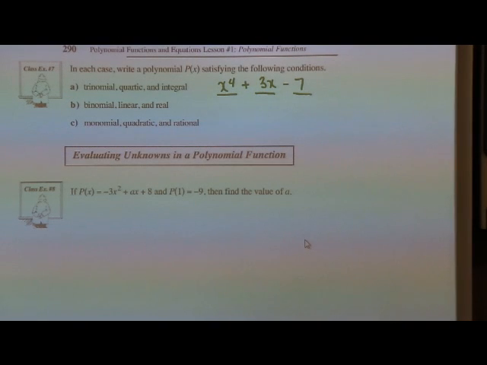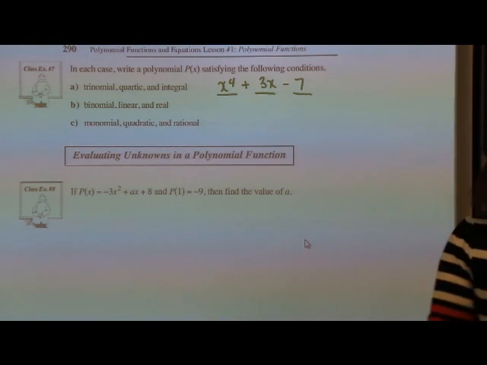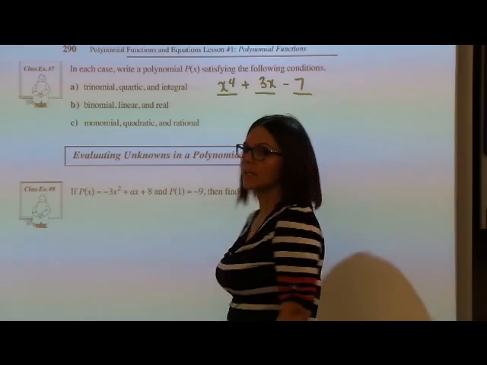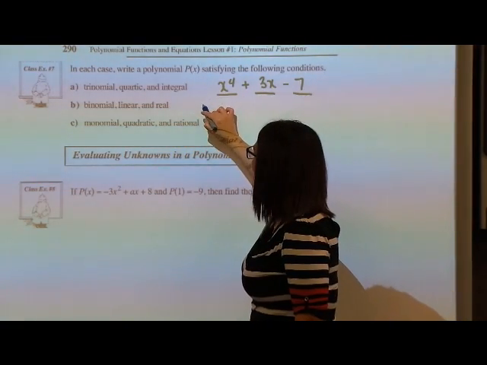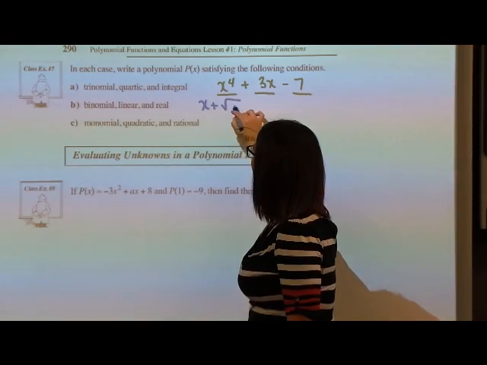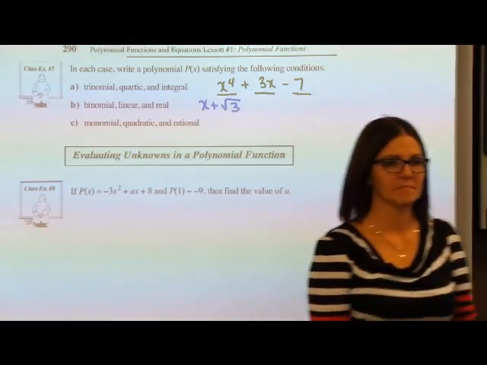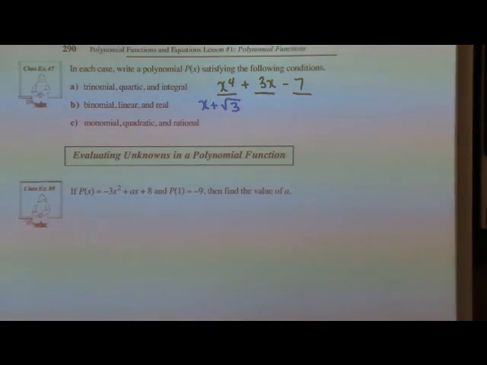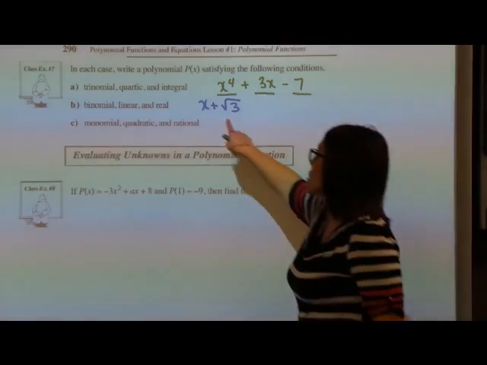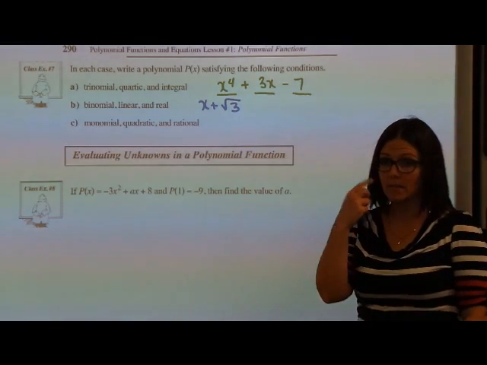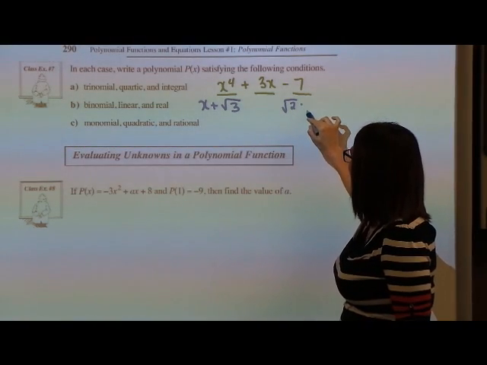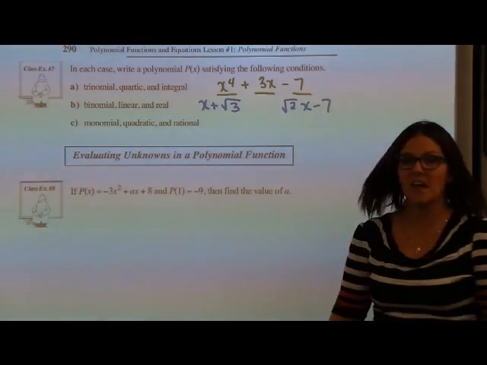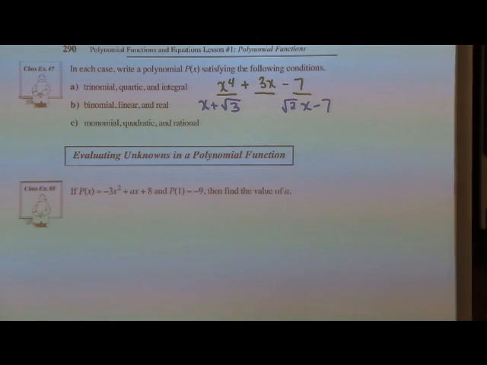Okay, binomial, linear, and real. Give me an example. X plus root 3. It's a binomial. It's linear, meaning that your x has to be to a degree of 1. I could have also had root 2 of x minus 7. There's lots of things I could have had.